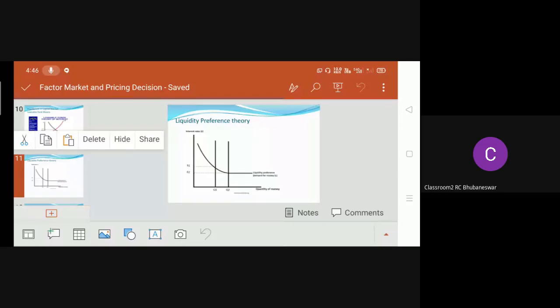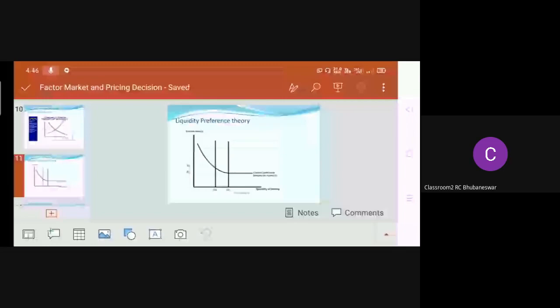That's why Q1 is the first supply of money curve, which is vertical, but to some extent we can increase our supply of money from Q1 to Q2. After that, we cannot increase our supply of money. By equalizing demand for money and supply of money, here S1 is the equilibrium point at the Q1 supply line.